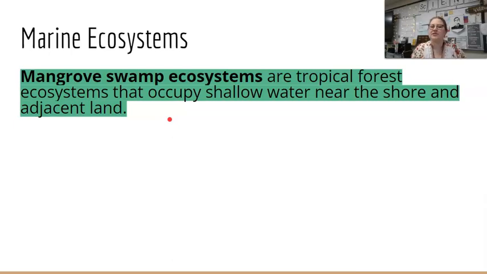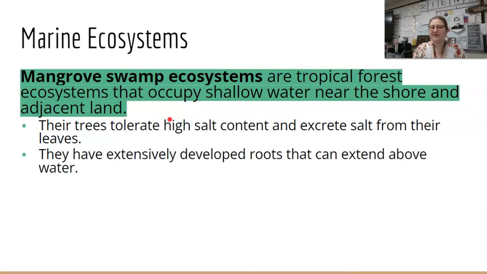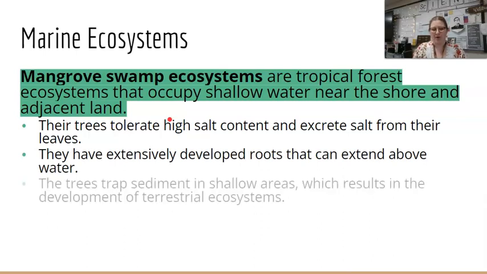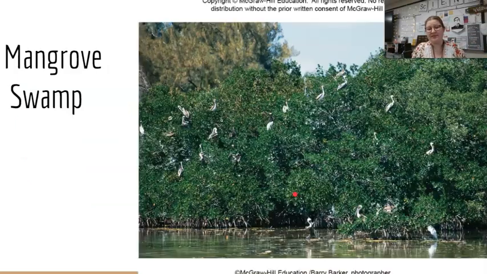They are tropical forest ecosystems that occupy shallow water near the shore and adjacent land. Their trees tolerate high salt content and extract salt from their leaves. And they have extensively developed roots that can extend above the water. The trees trap sediment in shallow areas, which results in the development of terrestrial ecosystems. So they go through a thing called succession, which we will talk about, where we're slowly going from an aquatic ecosystem, and then eventually it will become terrestrial as more and more of that sediment builds up. And this is what a mangrove swamp looks like. So it has really interesting roots and limbs that climb above the water.